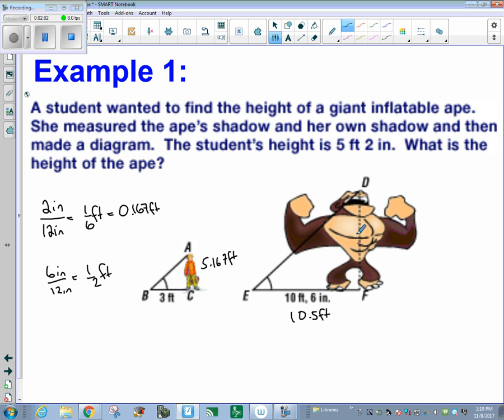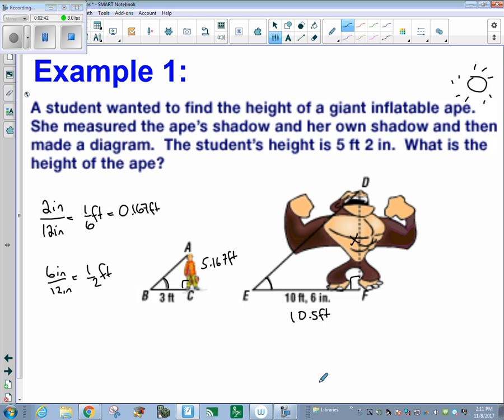And so we're looking for the height of this. We'll notice that the sun is somewhere up here, so we'll draw a sun up here. It's hitting this inflatable ape and casting a shadow down here, and the sun is basically in the same position for the student. So we have a congruent angle right here, and the student is at a right angle to the ground, and so is the ape. So these two triangles are similar, so the sides should be in proportion to one another.